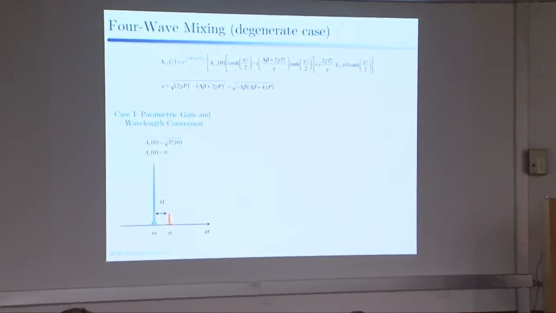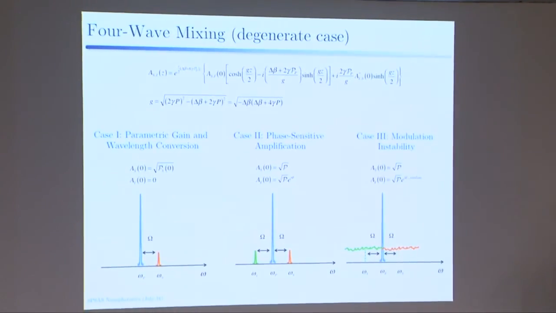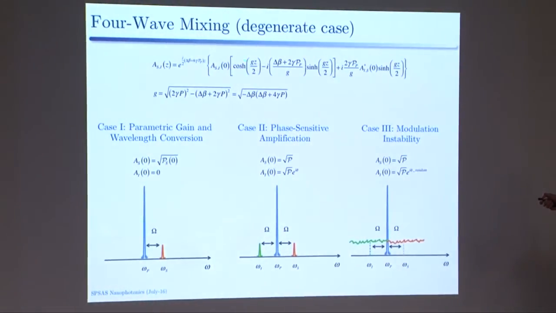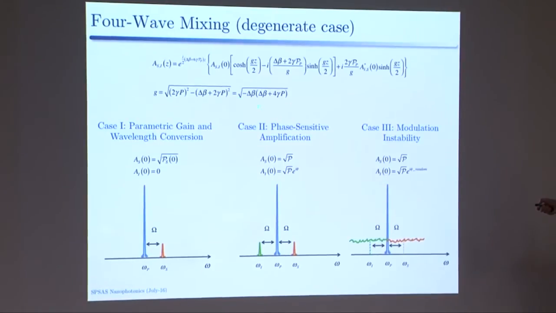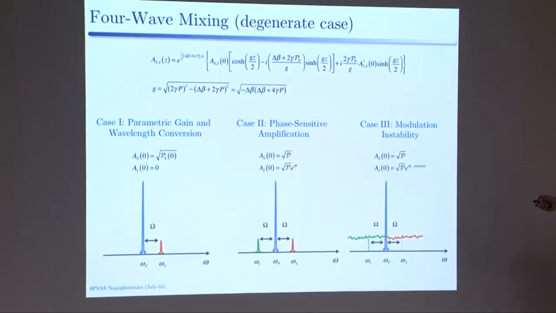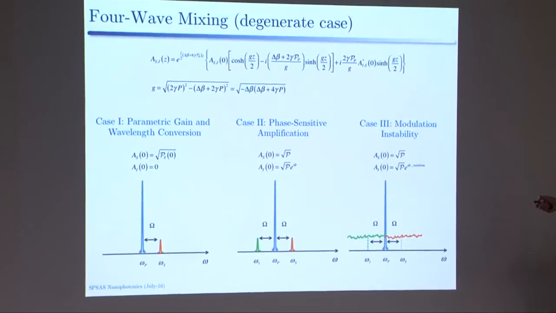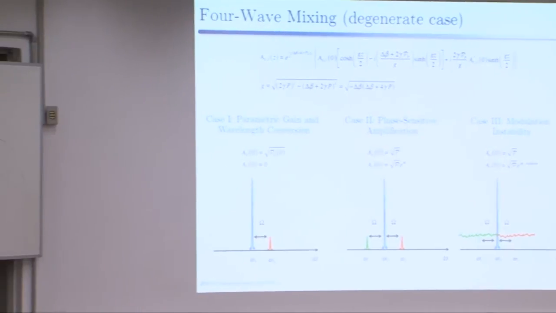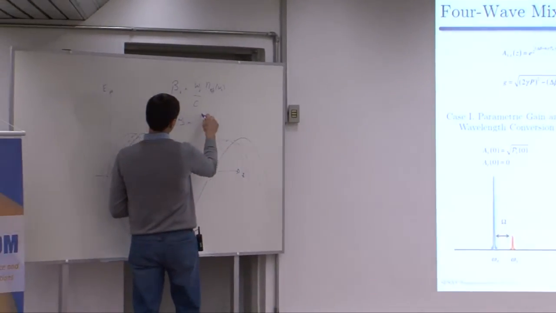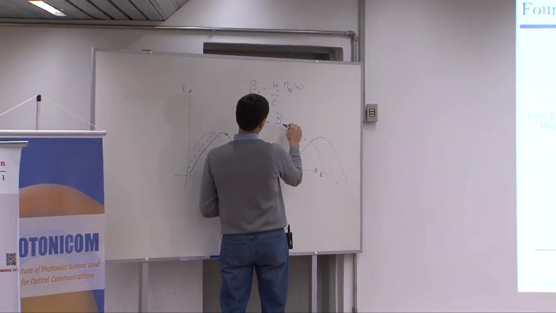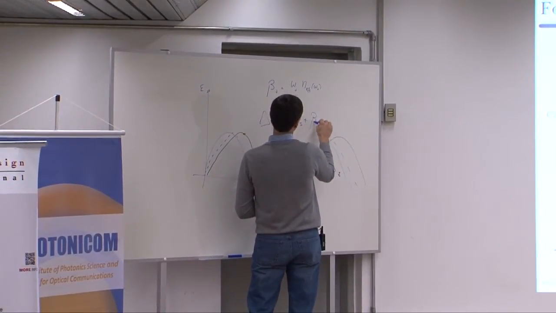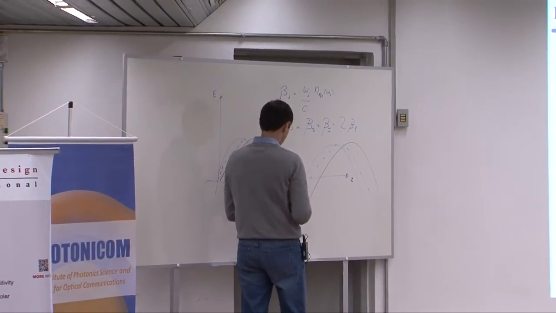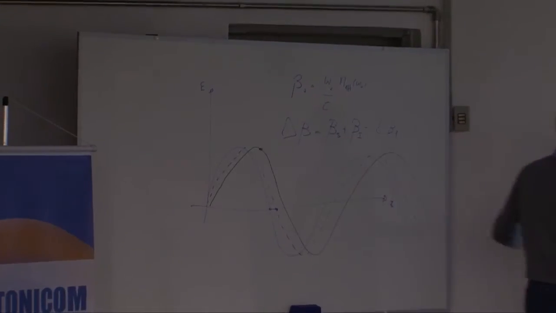Let's do case one, case two, and case three. Three examples. Look, I have all these terms here, cosine hyperbolic. g is a gain parameter that is given by that phase mismatch, the linear phase mismatch that we talked about. This is the delta beta. Let's just keep it in front of us here. Delta beta is beta of the signal plus beta of the idler minus 2 beta of the pump.